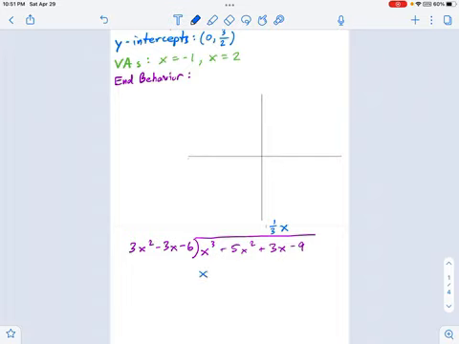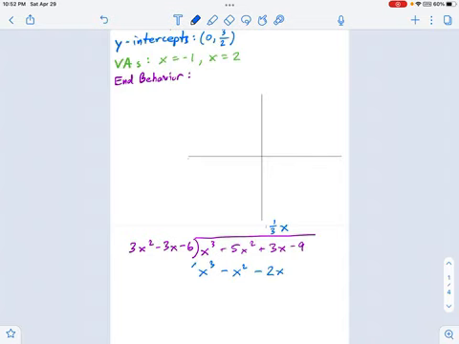So I get x cubed. That part should not be much of a surprise. I'll keep it in blue ink. I get x cubed. Now 1/3 x times negative 3x is going to be negative x squared. And then 1/3 x times negative 6 is going to be negative 2x.